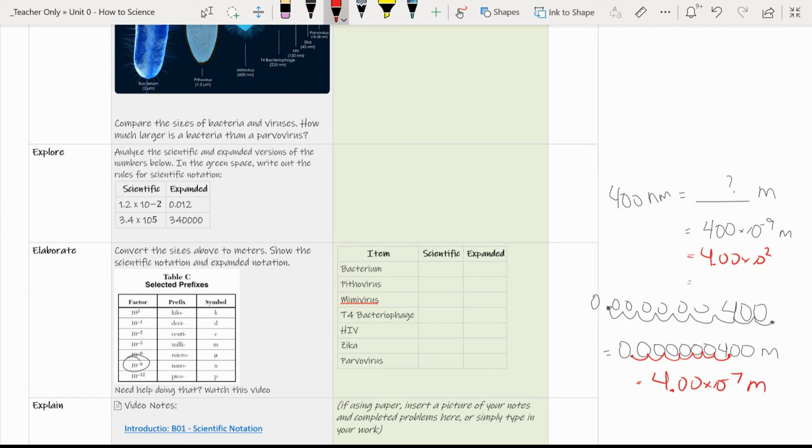So we know that this would have been 4.00 times 10 to the negative 7th meters. And that's what you put in here.